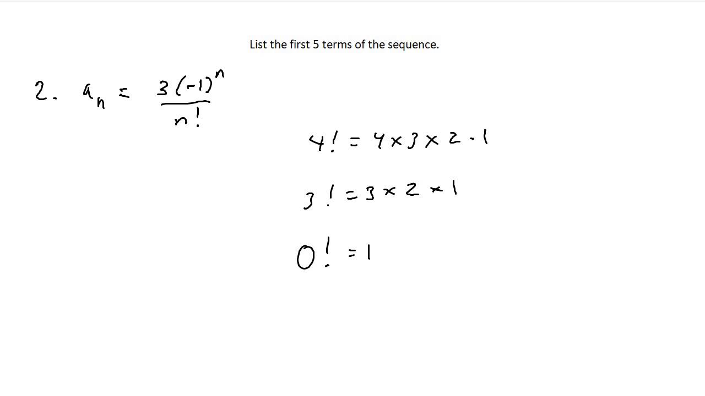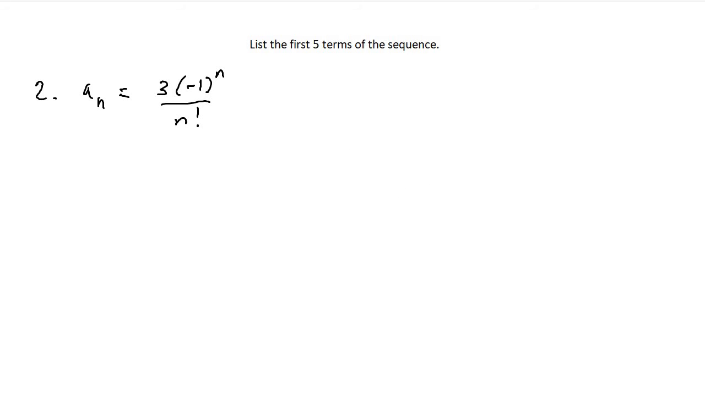And the easiest way to think about it is how many ways can you arrange 0 things? And that is only one way. So now on to listing the terms, a sub 1, or the first term in the sequence, is going to be 3 times negative 1 to the first over 1 factorial. So in order to evaluate that, negative 1 to the first is negative 1, negative 1 times 3 is negative 3, and 1 factorial is obviously just 1. So that will give us negative 3.